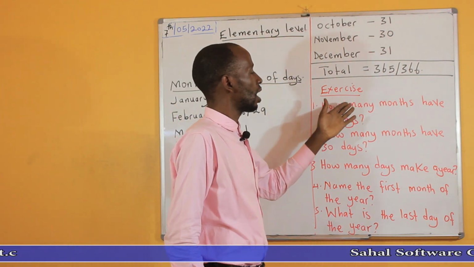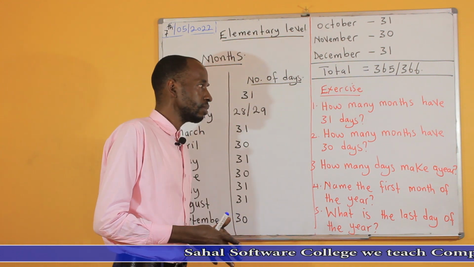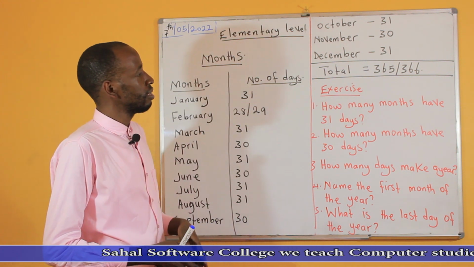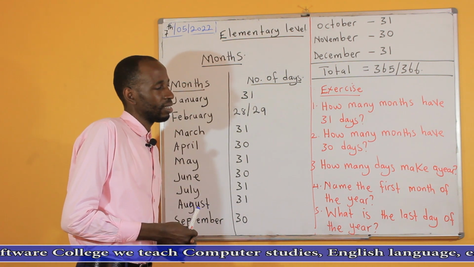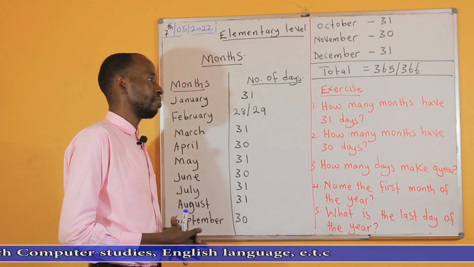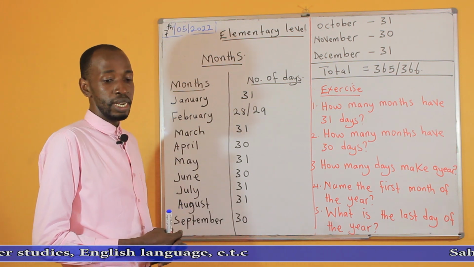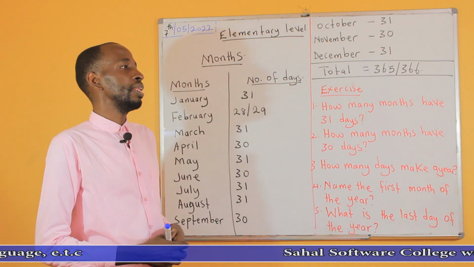So sometimes if I say how many, you can start with there are. Or you can say 7 months have 31 days. But it's better when you say there are 7 months that have 31 days. So that one makes more meaning than that.